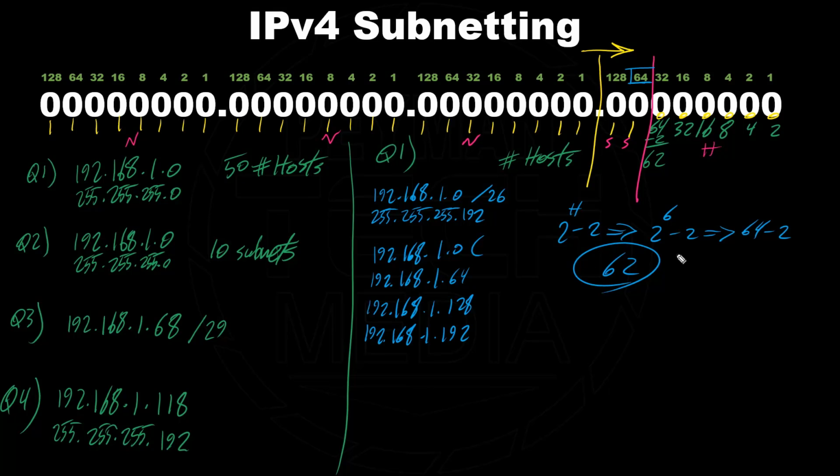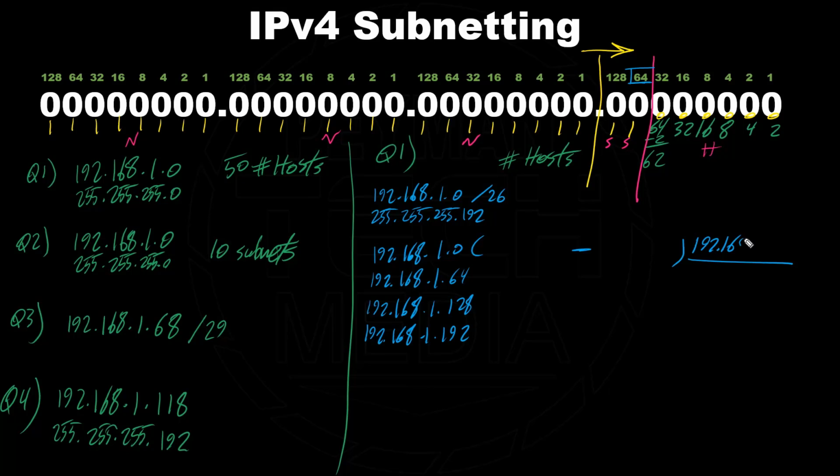To show you, let's erase all this. In order to find the range, it's better to have the network address and the broadcast address, and then we can write the available IP addresses in between. The broadcast address is 1 less than the next subnet. The next subnet is 192.168.1.64. One less is 192.168.1.63. So let's write down here 192.168.1.63. That's our broadcast address.